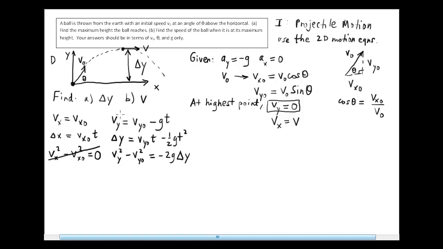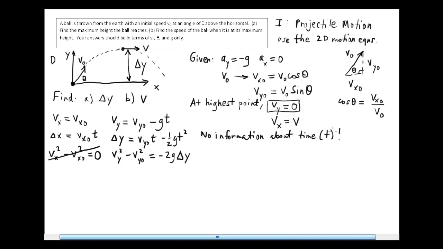So here are the important equations, and now we have to think about what to do. We're still in the D, develop a plan stage. What are we going to try to do? Well, we're trying to find delta y. So we need an equation with delta y in it. We've got two possible equations here. This one, delta y, is in terms of time. And notice we have no information about time, how long it took for the ball to reach its maximum height.